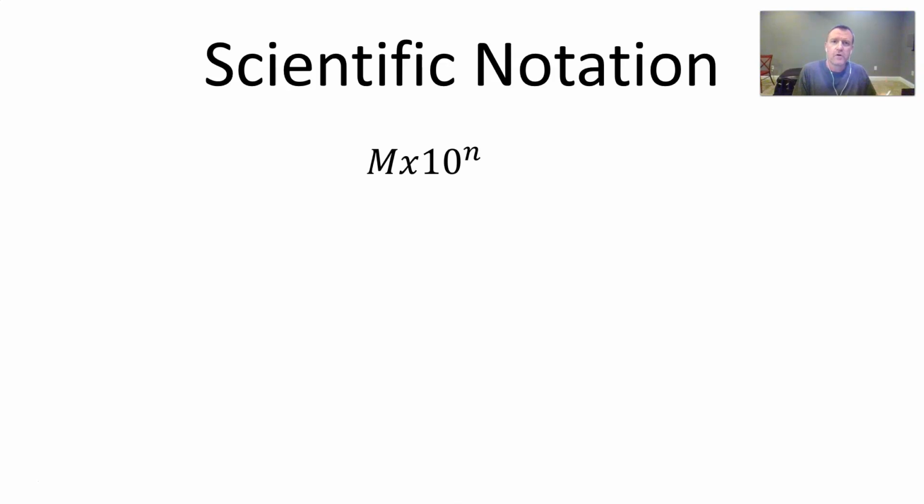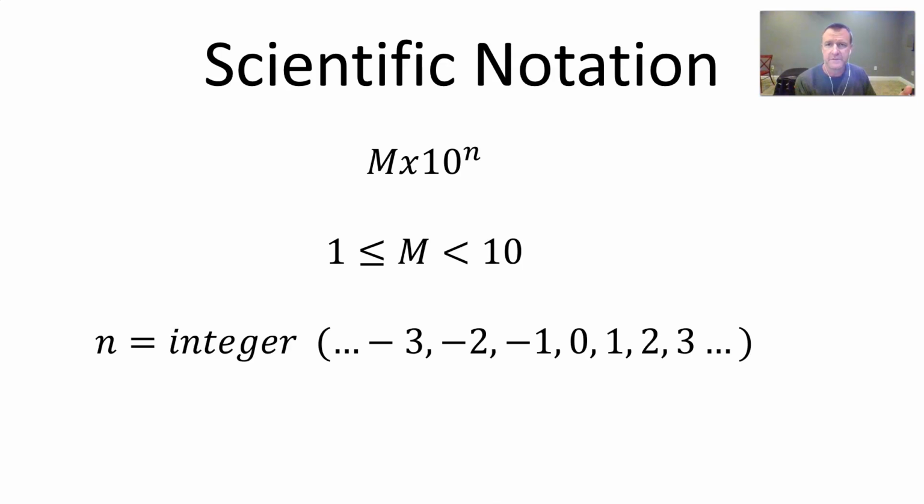Okay, so the general form of scientific notation is m times 10 to the n power, where m is a number greater than or equal to 1 but less than 10. So you could have 1.000 all the way up to 9.99999. Basically, you're going to have a single digit and then any decimal places after that. n is an integer, so it's basically a whole number, but it can be positive or negative.